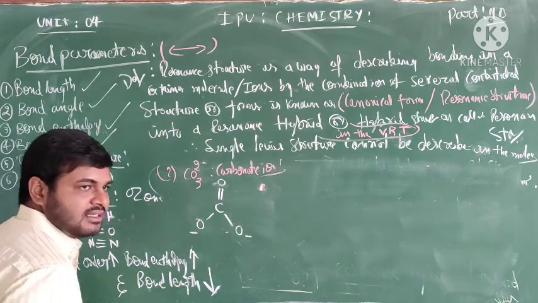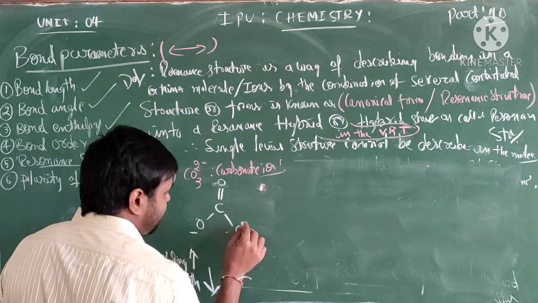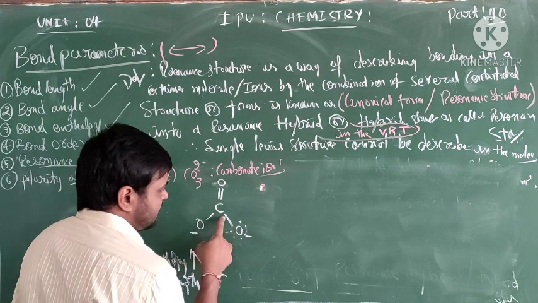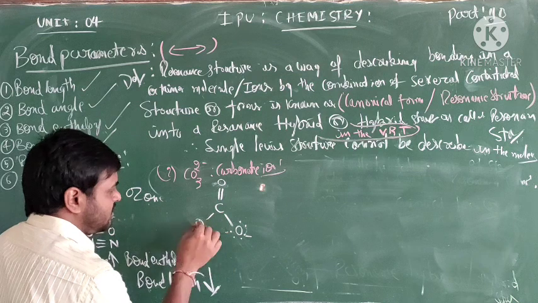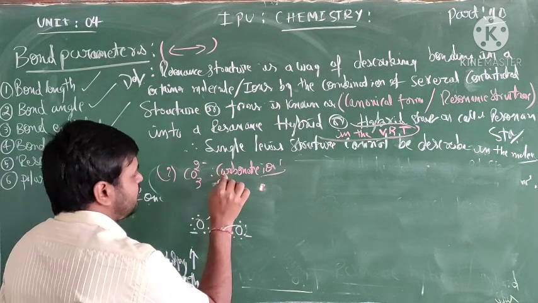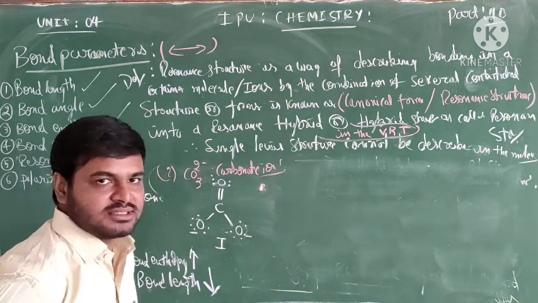So where there is a single bond, it carries a minus charge, minus 2. Okay, just write the Lewis dot structures: 1, 2, 3, 4, 5, 6, 7, 8 around each atom. Okay, this is one form of canonical structure.